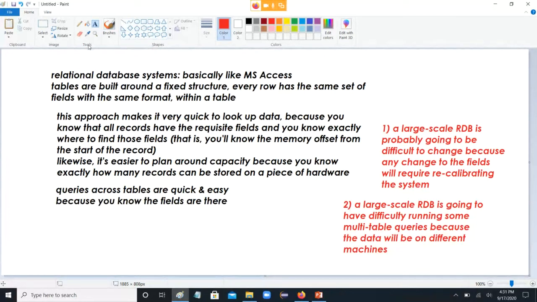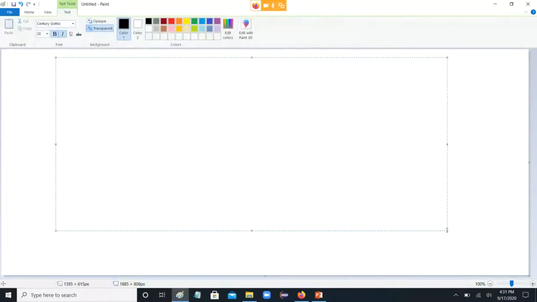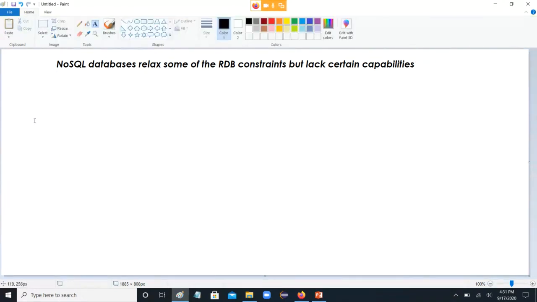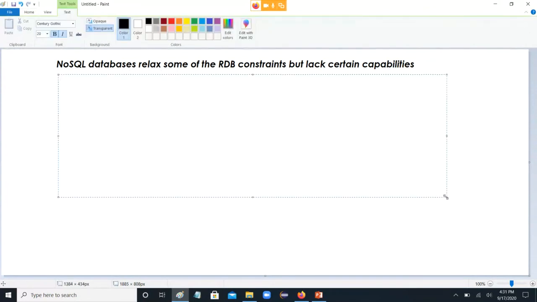Now, with a NoSQL database, get rid of that. First of all, okay, NoSQL databases basically relax some of the relational database constraints, but lack certain capabilities, right? The reason why relational databases are constrained is so that they can work well for the problems that they're designed for. You need the right tool for the right job.